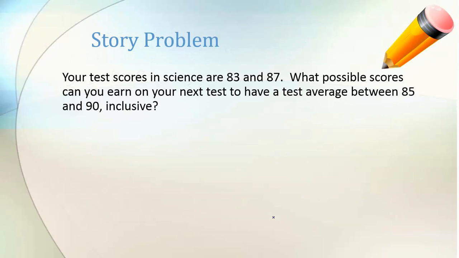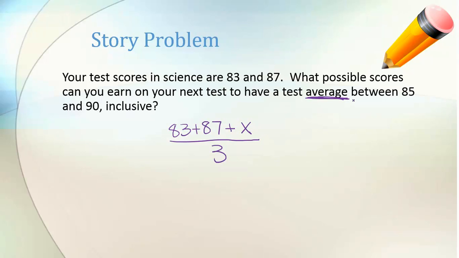Let's look at a story problem. Your test scores in science are an 83 and 87. What possible scores can you earn in your next test to have a test average between 85 and 90 inclusive? So now, let's do a little bit of testing in your mind. How do you find the average of scores? It's also known as a mean. We add it all up and divide by how many there are, right? So we already have a test of 83, a test of 87, and we have a next test, so let's call that X. That's 3 tests, so we're going to divide by the number there are, which is 3.